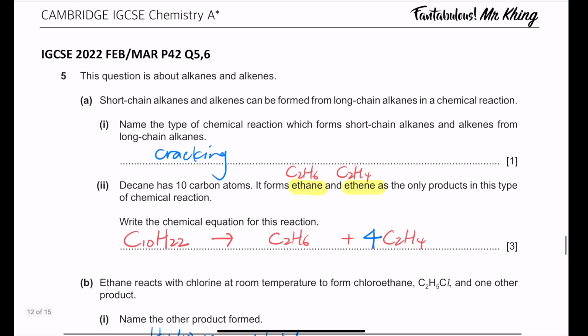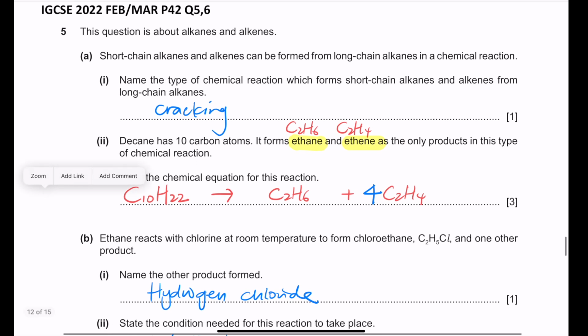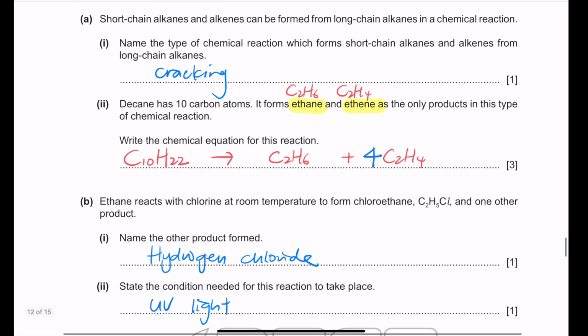So this is an example of a substitution reaction. From this organic product, another product produced will be hydrogen chloride. Remember, you cannot say hydrochloric acid, that is incorrect, because this HCl is in the form of gas. And what's the condition needed for a substitution reaction again? UV light, or ultraviolet light.